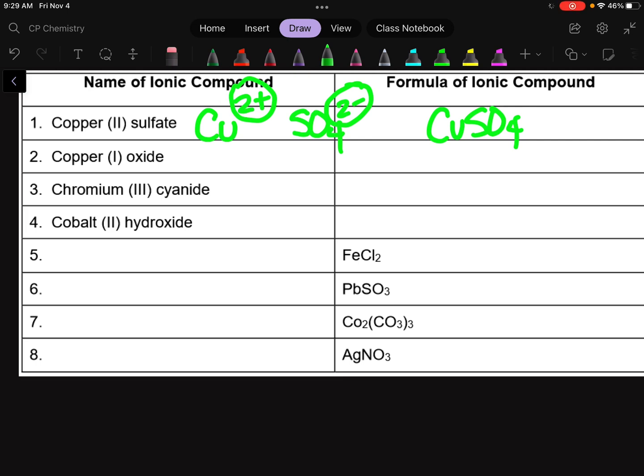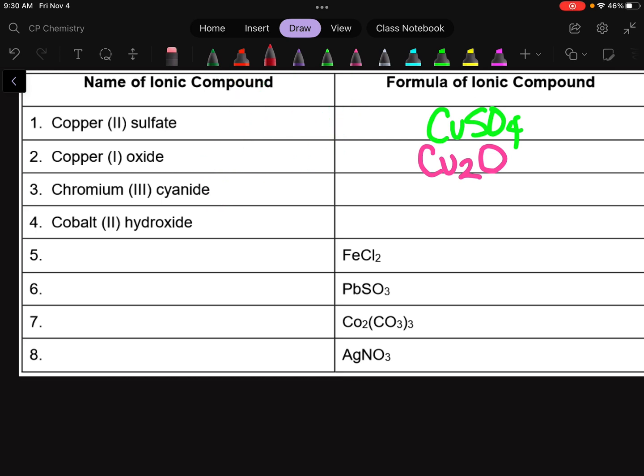All right, copper 1 oxide. So Cu is copper. The Roman numeral 1 means that it's a +1 charge. And oxide is oxygen's ion. So oxygen is in group 16. Everything in group 16 gets a -2 charge. So looking at the +1 and the -2, the least common multiple is 2, so we're going to need 2 coppers and 1 oxygen to make an overall neutral charge for this compound. So our formula is Cu2O. 2 coppers and 1 oxygen.